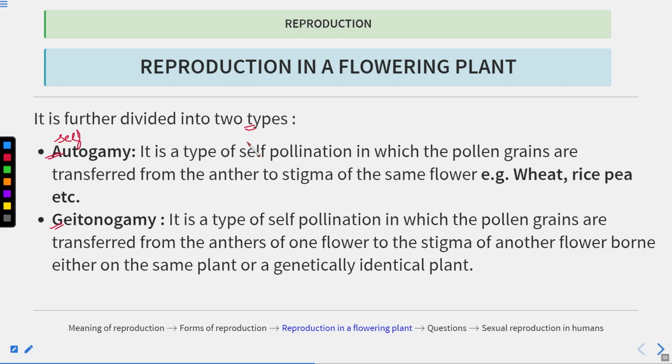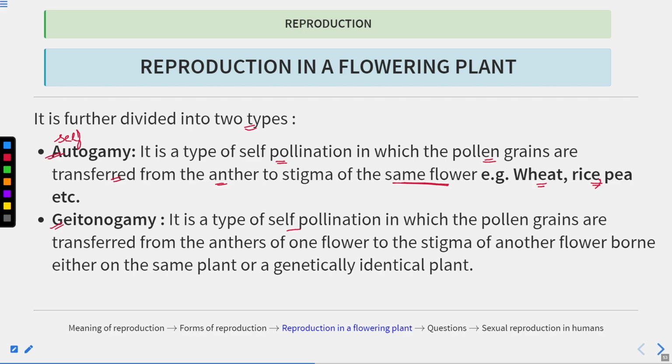So here what is happening? It is a type of self-pollination in which the pollen grains are transferred from the anther to the stigma of the same flower. This is known as autogamy. This takes place in flowers of wheat, rice, as well as the pea plant. Now what is geitonogamy?